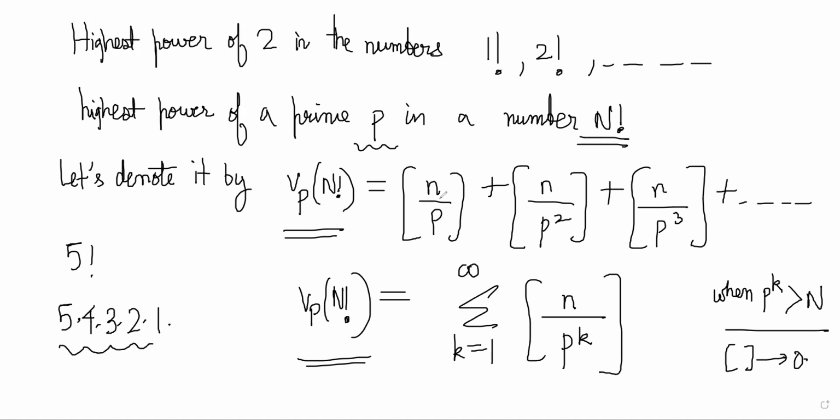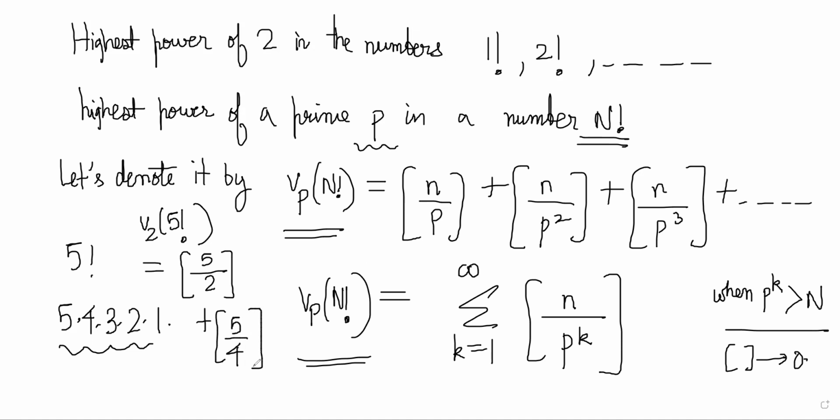Now, if I want to find V2 of 5 factorial, what I will do is I will say it is floor(5/2) plus floor(5/4) plus floor(5/8), and all the rest will vanish. So 5 by 2 will give us 2 and 5 by 4 will give us 1. Notice how it is coming.